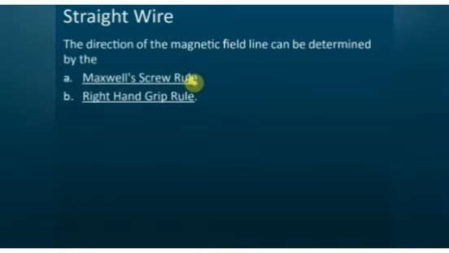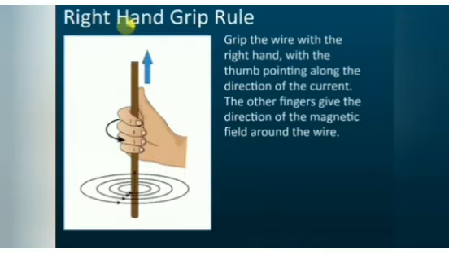The direction of magnetic field lines of a straight current carrying conductor can be determined by using the right hand grip rule or right hand thumb rule. It is also called the corkscrew rule. Grip the wire with the right hand and with the thumb pointing along the direction of the current. The other fingers give the direction of the magnetic field around the wire.